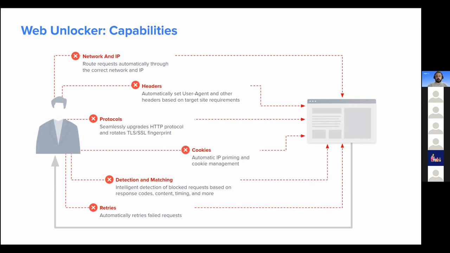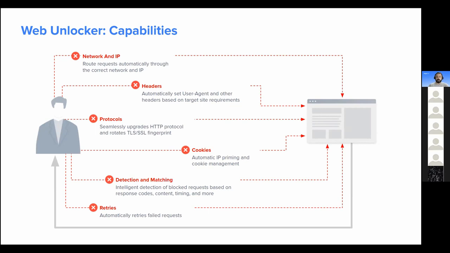Or you have soft blocks, which are even more complex, where the target site is going to do something more sophisticated. It's not going to show you that you're blocked. It's going to serve you information as if you're getting a successful request, but it's going to be false information. So you need a system that can detect these subtle changes in the information you're getting, to make sure that it makes sense, and handle it if it doesn't.